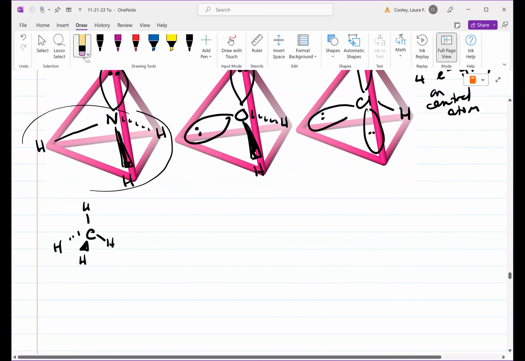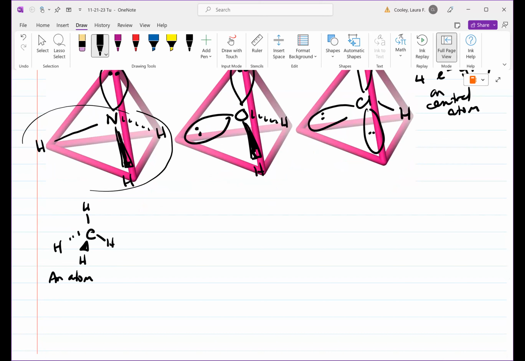Okay, so in the case of methane, we have an atom at the end of every one of those electron groups. Except now I'm trying to write and there's no eraser. It still doesn't work.